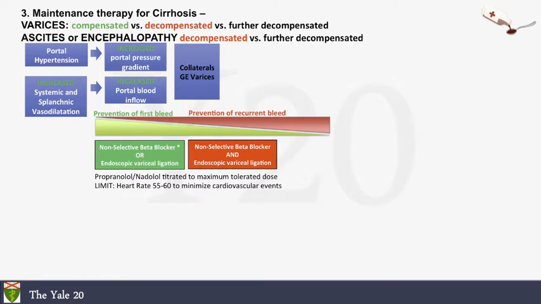However, if they've already had a bleed, then you're decompensated, remember that. So you have to do both non-selective beta blocker and ligation. Finally, if they're further decompensated, you consider TIPS or shunt surgery, which are basically surgical interventions that permanently decrease the pressure that's in the system.